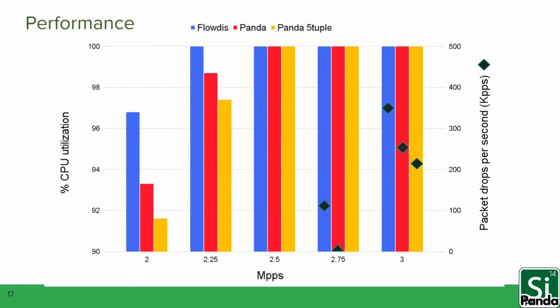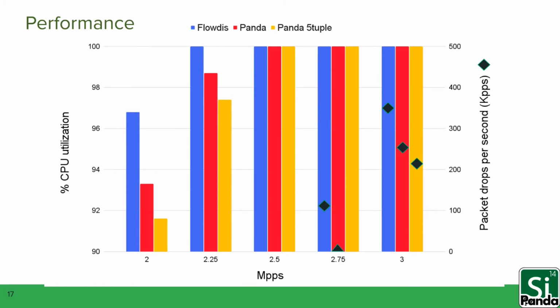So we compare these three. On the left, the y-axis is the percent CPU utilization. On the right, the y-axis for the secondary measurements is drops per second in 1,000 packets per second. Our horizontal axis shows various loads in millions of packets per second, from 2 to 3 in increments of a quarter million packets per second.